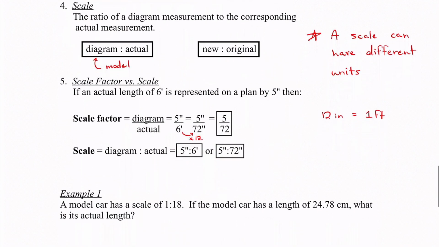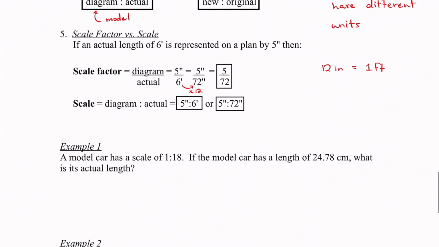So looking at our first example next, it says a model car has a scale of 1 to 18. If the model car has a length of 24.78 centimeters, what is its actual length? So remember, our scale goes diagram to actual. So I'm just going to write that above the numbers. So this is diagram to actual. So for every 1 unit on the diagram, it's actually 18 in actual, so in real life.